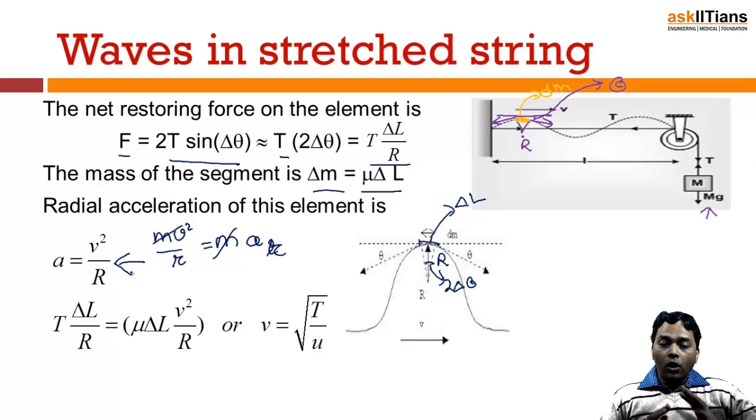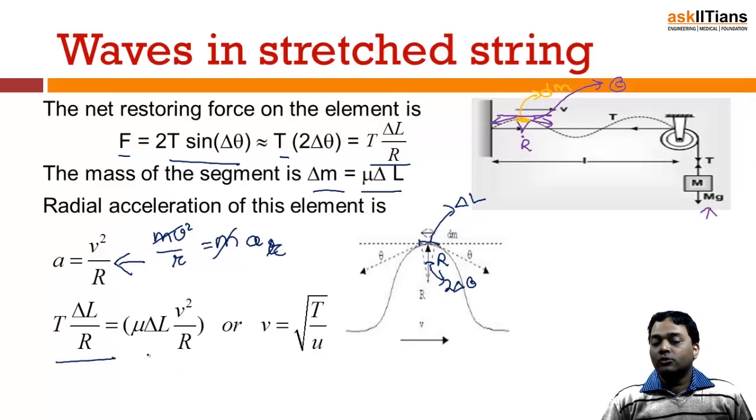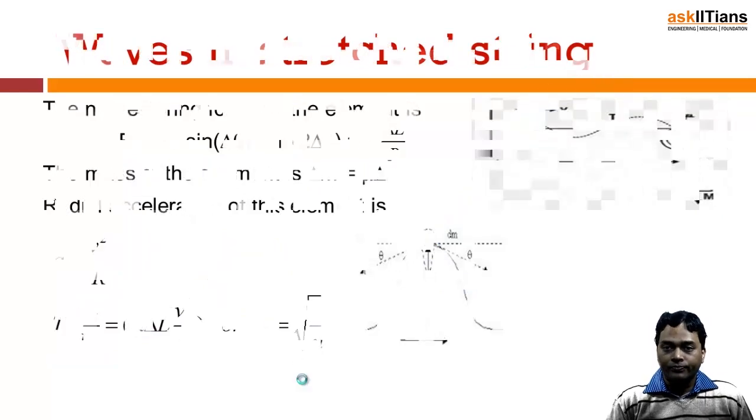So putting it all together in perspective, we'll get T delta L by R equals mu into delta L into V square by R, because it's the force that we are referring to, mind you. So mu delta L is nothing but the small amount of mass on which the force is acting. If we equate these two, that gives me the velocity of the waves that are moving in this stretched string.